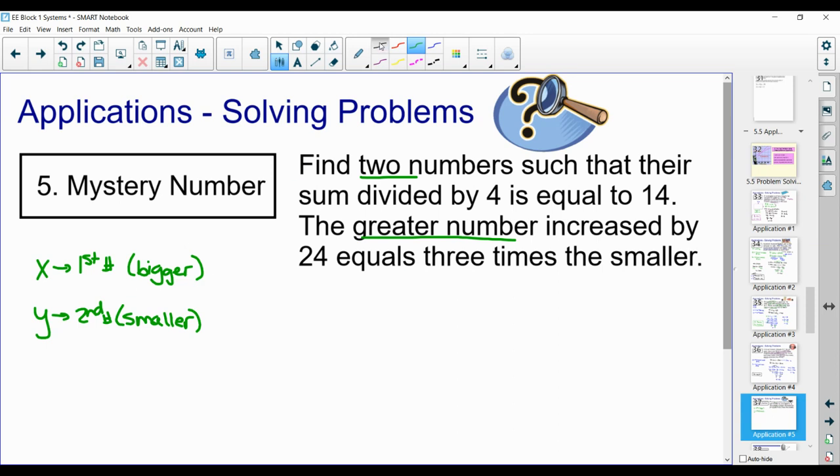All right, so we've got these two variables defined. And we're told that the first one, it says their sum divided by 4 is equal to 14. Well, sum is a key word. Sum means that we're going to add. So their sum, x plus y, divided by 4.